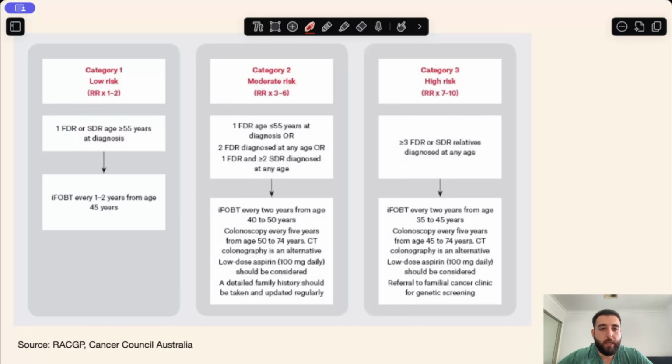Just quickly break down category 3 before we go through the options. This is the high risk group. They have a relative risk of 7 to 10 times the general population. These people have 3 or more first degree relatives with colorectal cancer, plus or minus any second degree relatives of any age. People who also fit into this category are patients with known genetic syndromes. This could include Lynch syndrome or familial adenomatous polyposis, so FAP syndrome. Screening in this group is still colonoscopy based, very similar to category 2 screening. However, we can start fecal occult blood testing screening as early as 35 years.